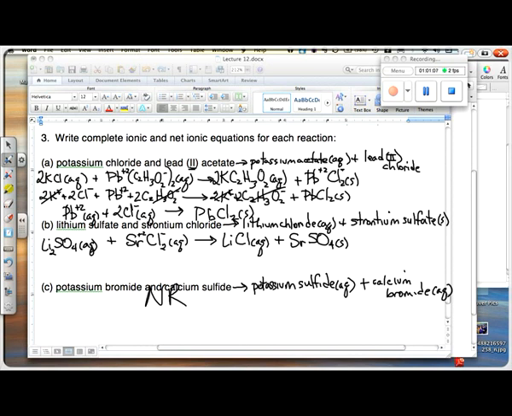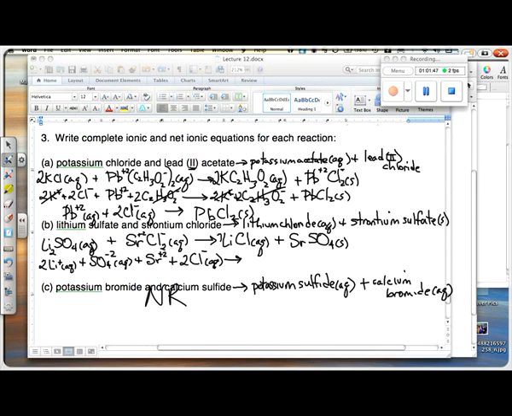Splitting up my aqueous things, the 2 comes in front for the lithium. Oops, my bad. Lithium, not potassium. 2 lithium with a +1 charge, aqueous. Put in the charges, it's so important. It gives you the practice you need for what these species really are and reinforces charges. I'm not going to put aqueous on everything over here. Okay.